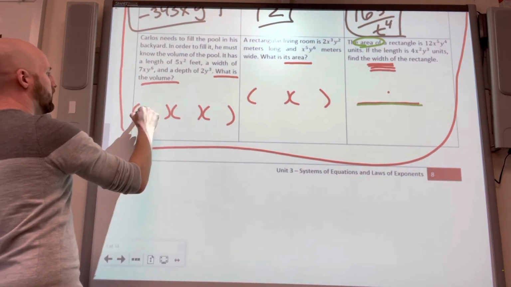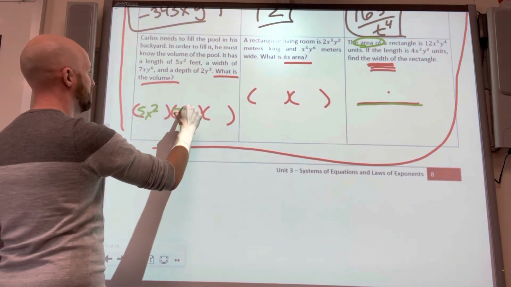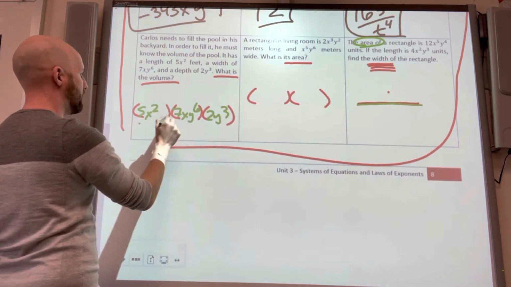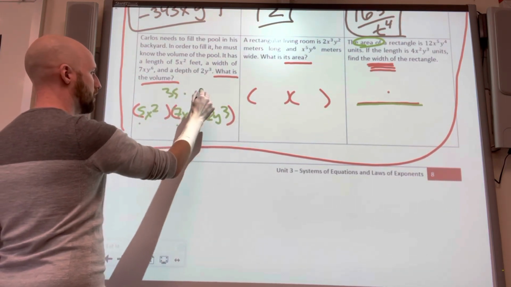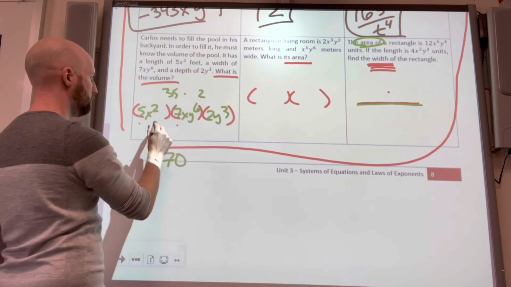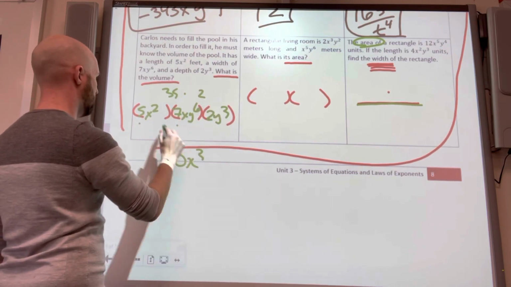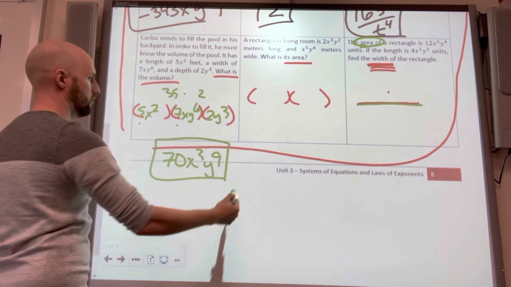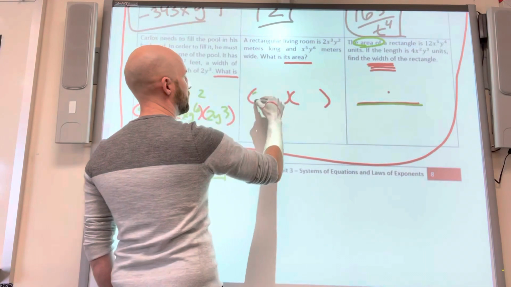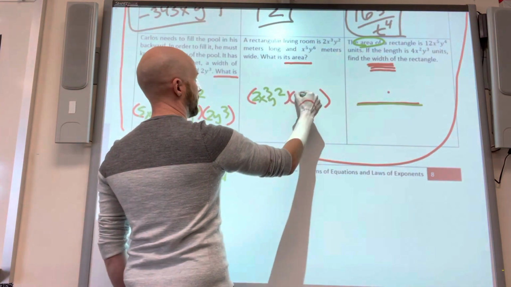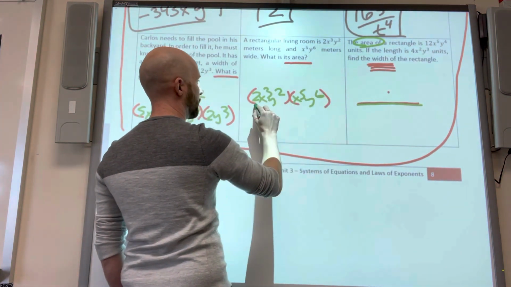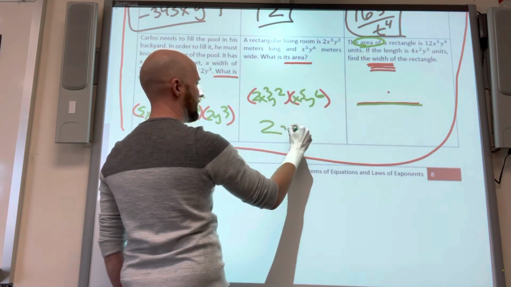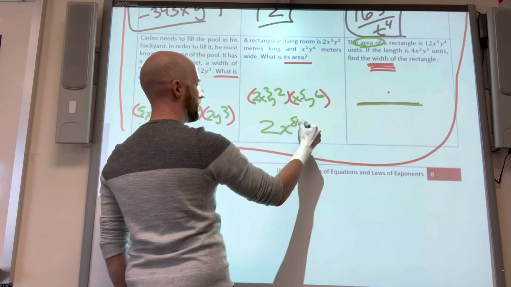So 5x squared, 7xy6, and 2y cubed. 5 times 7, 35, times 2 is 70. 1, 2, 3, 6, 7, 8, 9. Here, and this one, 2 multiply nothing is 2, 3 and 5 combined is 8, 2 and 6 combined is 8.